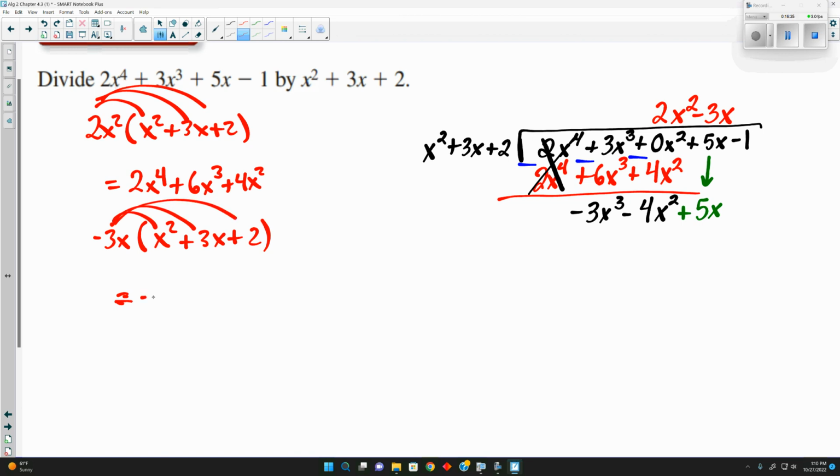Negative 3x times x squared is negative 3x cubed. Negative 3x times 3x is going to be negative 9x squared. And lastly, negative 3x times 2 is negative 6x.